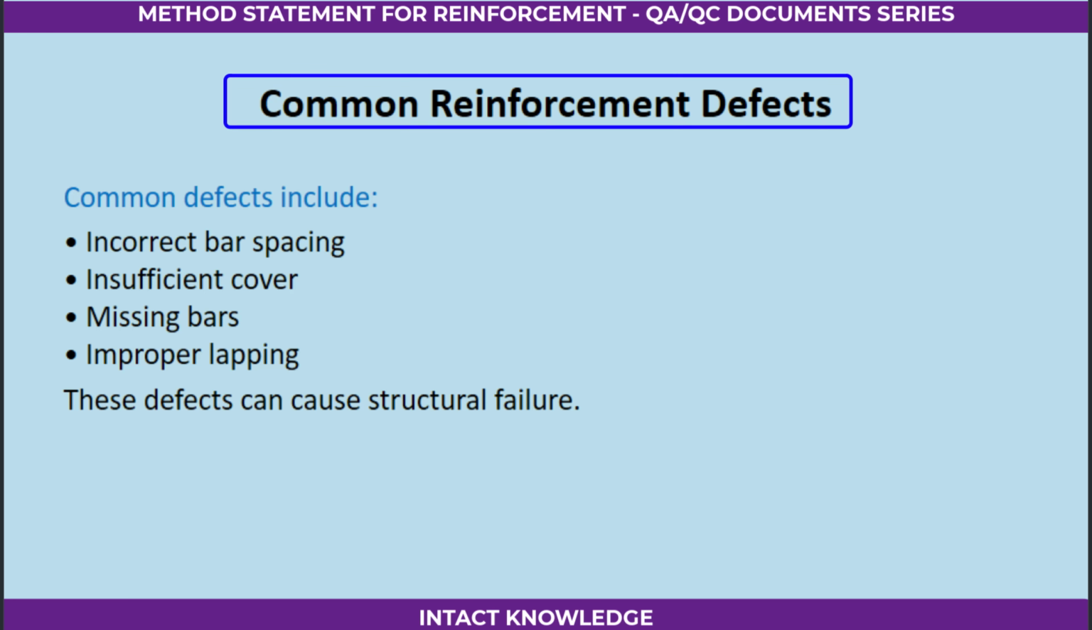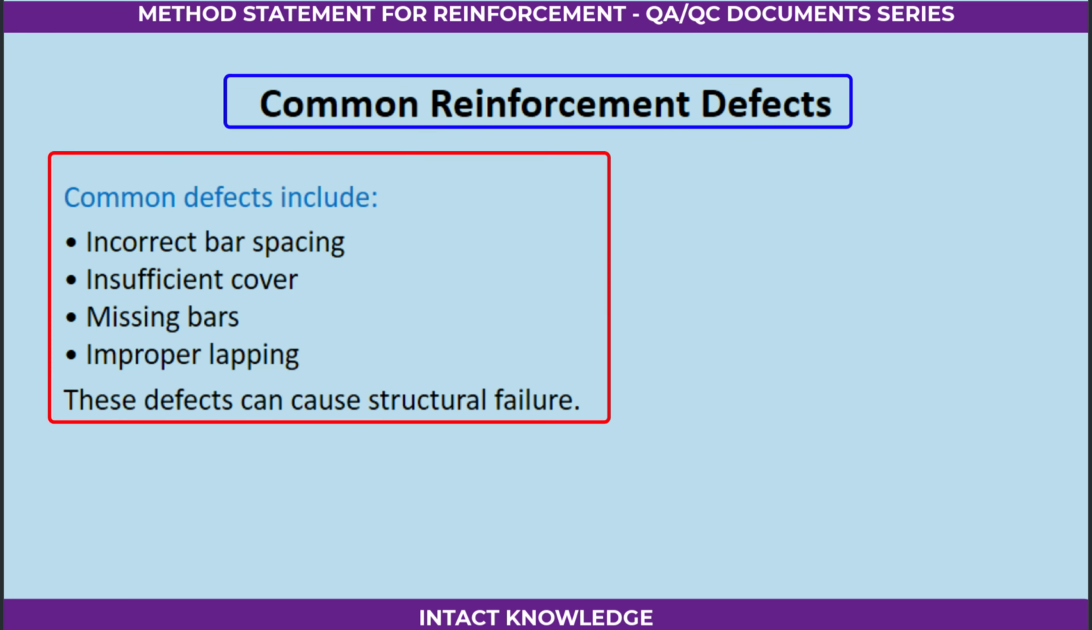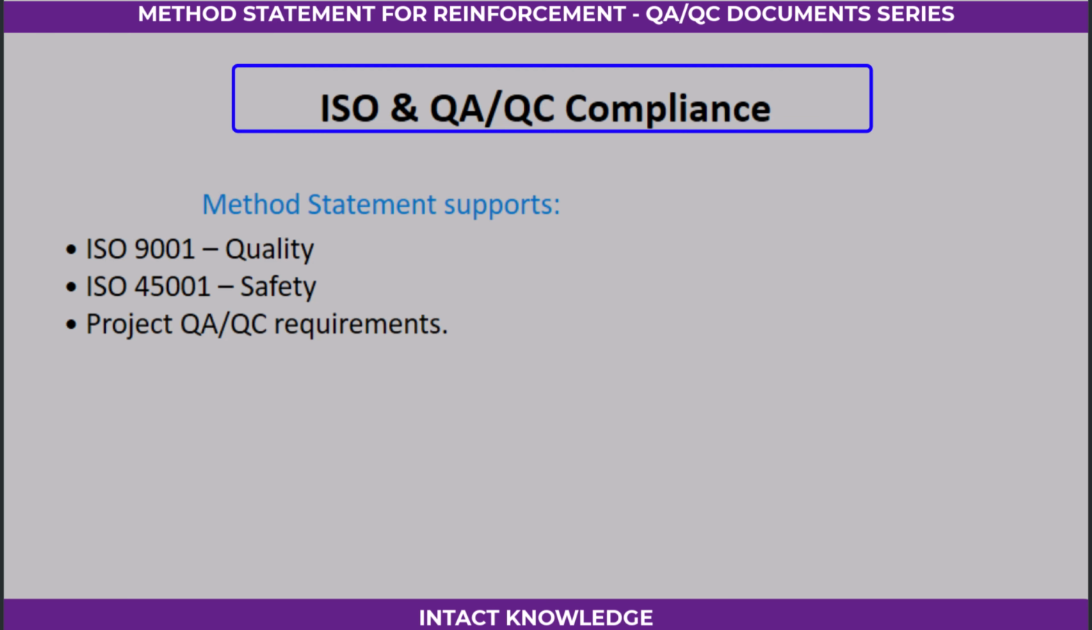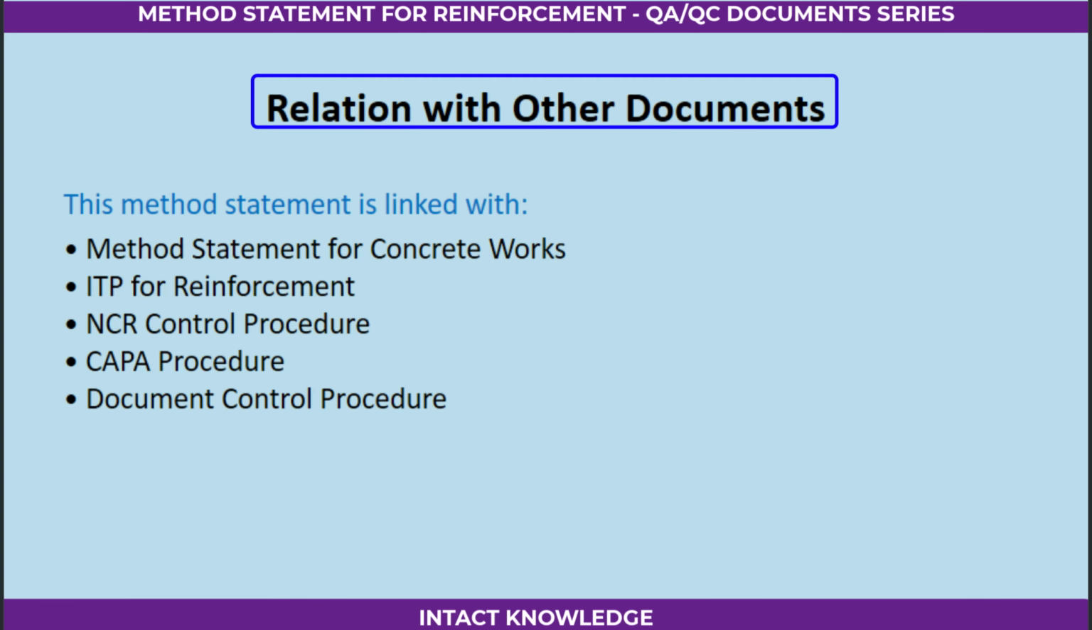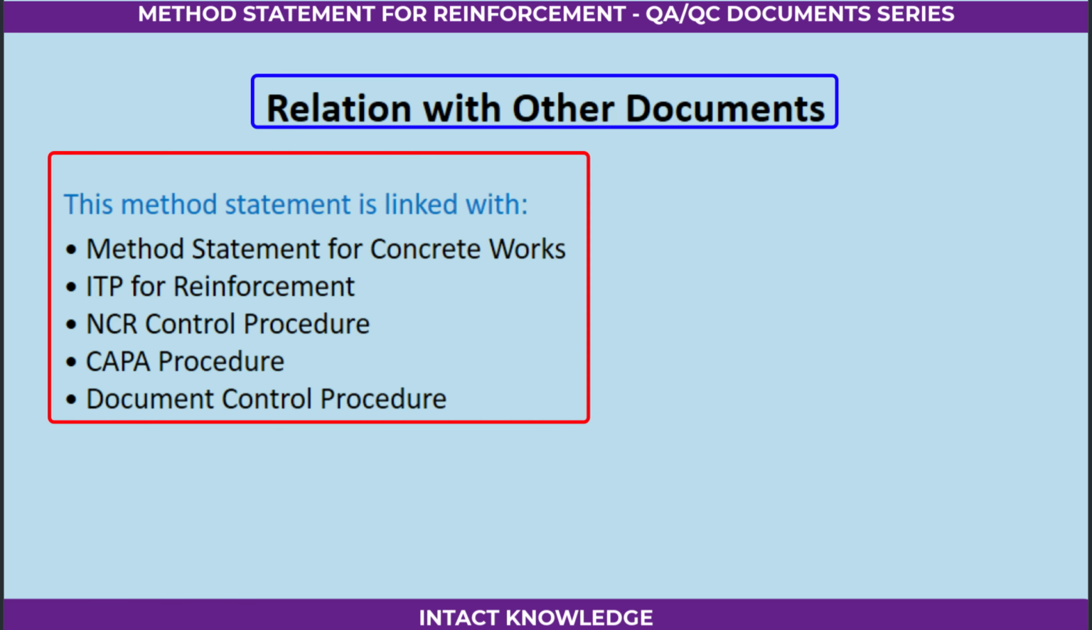Common reinforcement defects. Common defects include incorrect bar spacing, insufficient cover, missing bars, improper lapping. These defects can cause structural failure. ISO and QA/QC compliance. Reinforcement method statement supports ISO 9001 quality, ISO 45001 safety, project QA/QC requirements. Relation with other documents. This method statement is linked with method statement for concrete works, ITP for reinforcement, NCR control procedure, CAPA procedure, document control procedure.